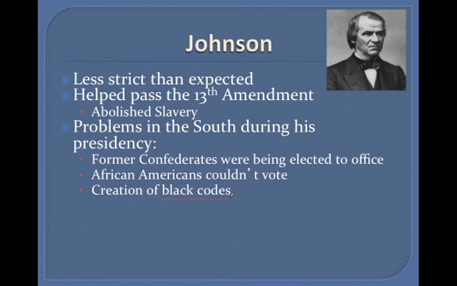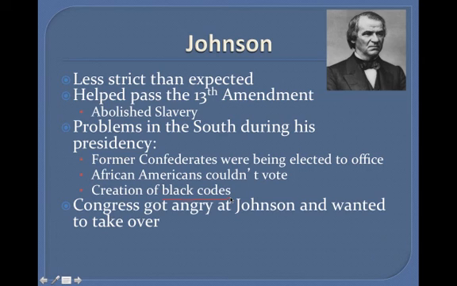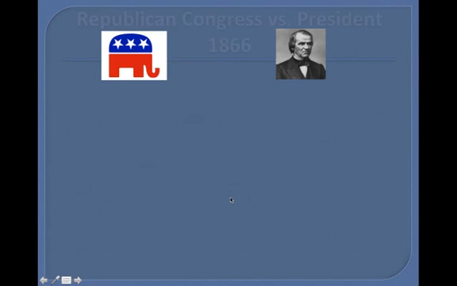But black codes would say things like people who are of black skin are not allowed to own guns, serve on juries, vote, a lot of things that were basic rights of the white Americans that were being taken away from the former slaves. Johnson was letting these things slide, and it made Congress extremely upset. And they wanted to take over, which brings us to 1866.